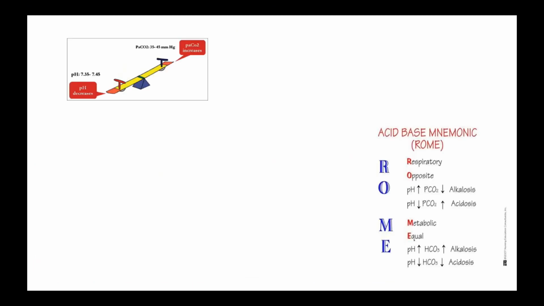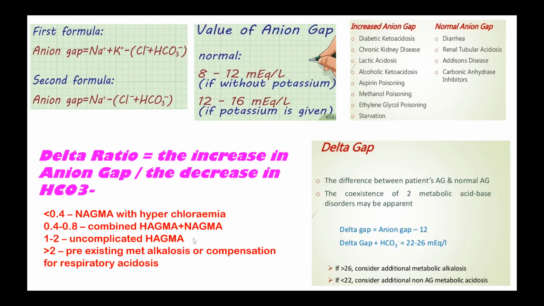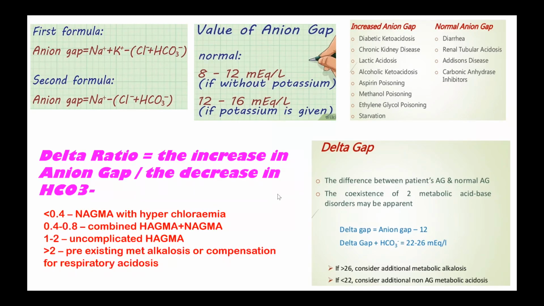So I'll just give you some examples of values, and this delta gap is very important. What is the importance of delta gap? It is the ratio between the increase in anion gap and the decrease in bicarbonate. And this gives a picture of whether there is a combined acidosis and alkalosis. Sometimes you can have what is called multiple disorders or complex disorders, so it will not always be straightforward. In such cases, it will be useful to do the delta gap.